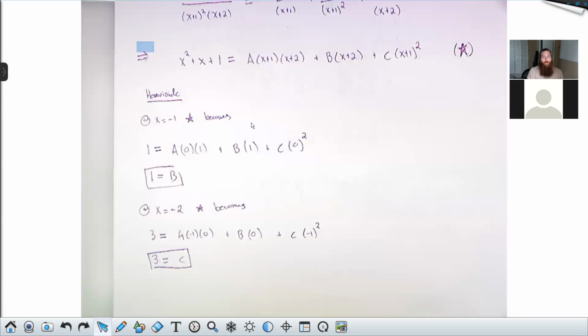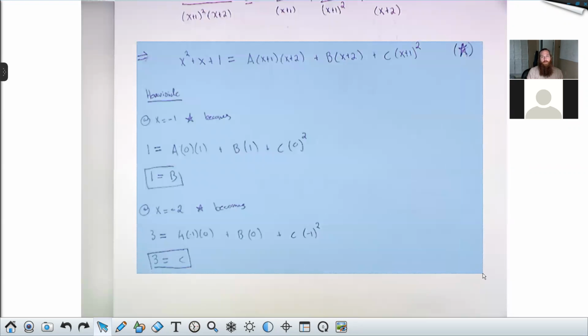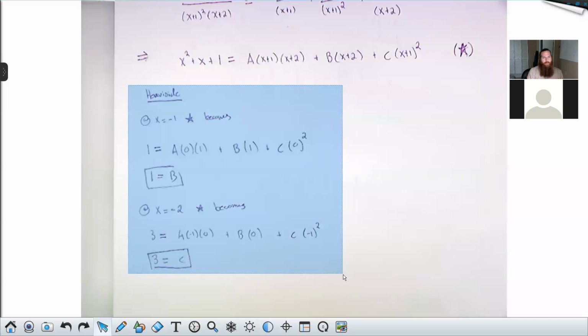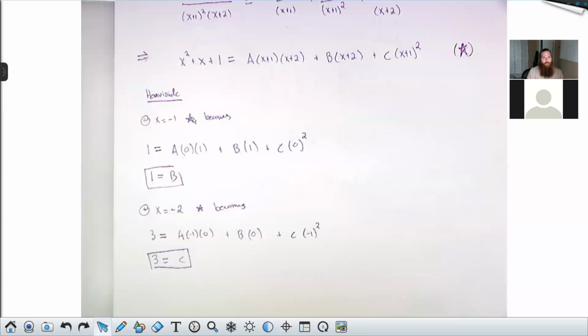So this is what your usual workflow for a problem like this will look like. You'll set up your PFD, you'll clear the denominators, and then you'll plug in whatever makes these factors 0. That's how I'm choosing these numbers. I knew to plug in -1 for x because this factor and this factor are 0 when you make x equal to -1. I knew to plug -2 in for x because this factor and this factor are 0 when you plug in -2. So I'm plugging in numbers that make as many of these factors drop out at once as possible.